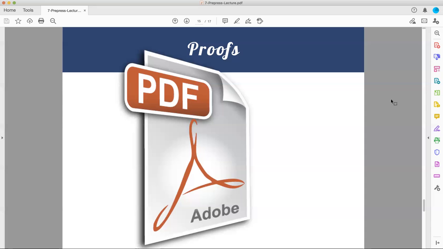Anyways, for us, a proof is a printout sometimes, and sometimes a file on a computer that a client can look at and approve and say, yes, the pictures are correct. Yes, the text is correct. No, I don't want to make changes. Go ahead and print it. Or actually, we need to make a change here. Either way, the proof has served its purpose.